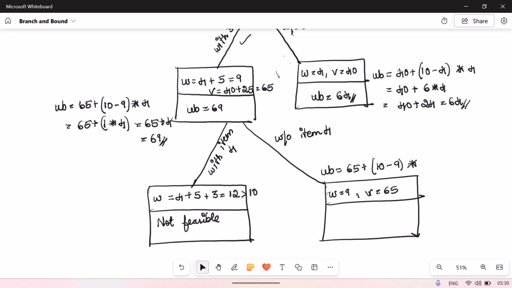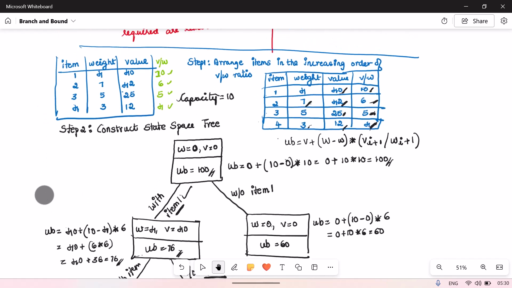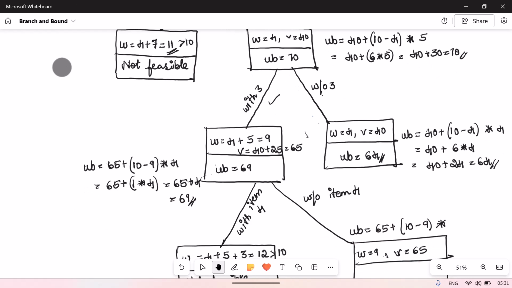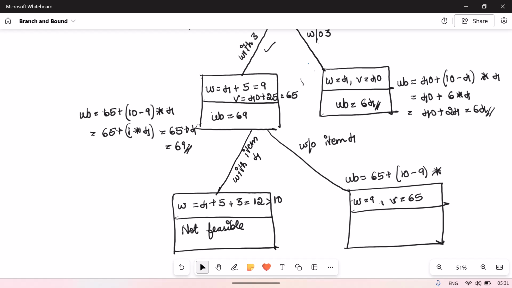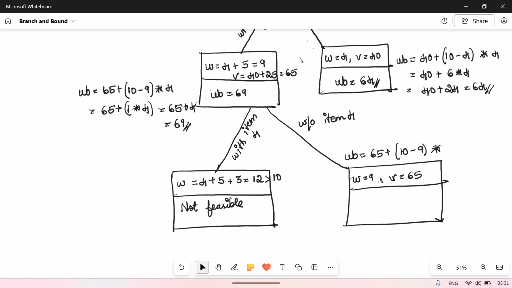Now, because this is the last item, what do you think should be the value over weight ratio? See, for every item, we are considering the next item, right? But here, this itself is the last item. So, what will you consider? Because this is the fourth item, there is no fifth item. So, which ratio will you consider? In this special case, when you are coming to the last item, you will have to consider the value over weight of the current item itself.